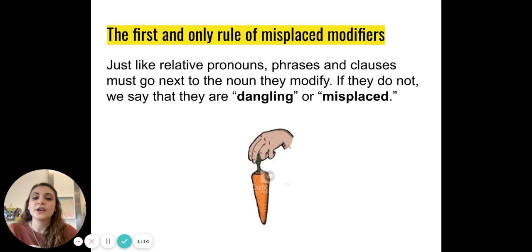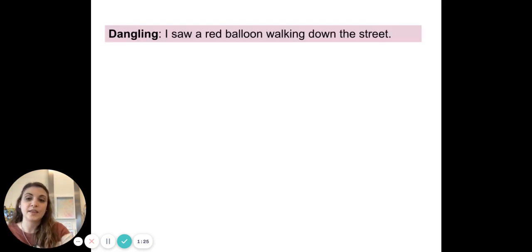Just like relative pronouns, phrases and clauses must go next to the noun they modify. If they do not, we say that they are dangling or misplaced, and it can add a lot of confusion in our sentences. Let's take a look at those sentences from the beginning.